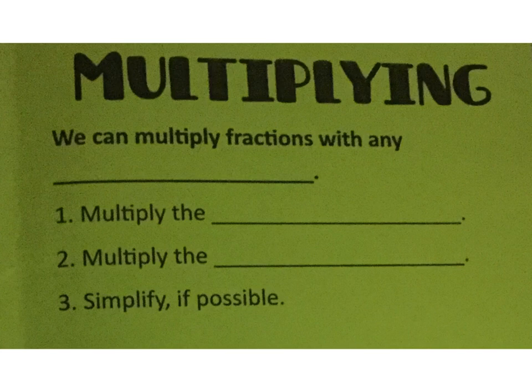This is multiplying. When we multiply, we can multiply when we have any denominator. We just multiply straight across by multiplying the numerator. And then we multiply our denominator. So we multiply across the top, and then we multiply across the bottom. Once we've multiplied straight across, we look and see, do we have a common factor, and simplify if possible.